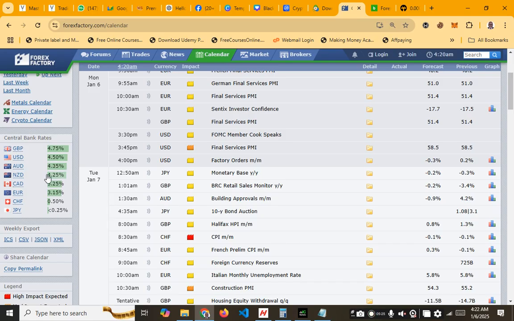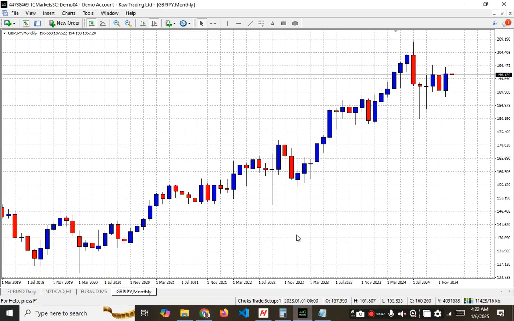So this is also a hint for you to select your currency pairs. Choose the first 3 currency pairs on top of the central bank rate, and the last 3 currency pairs, to trade. It will help you because of the interest rate differential. All right, guys, let's go back to our chart.